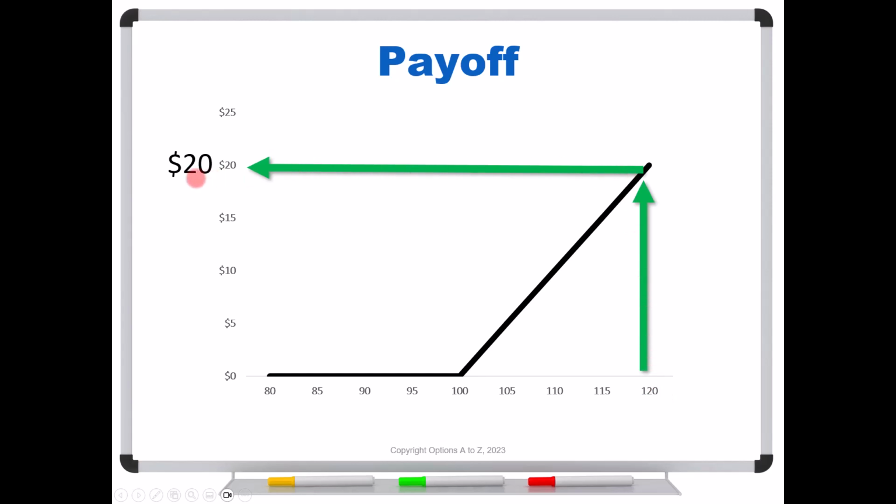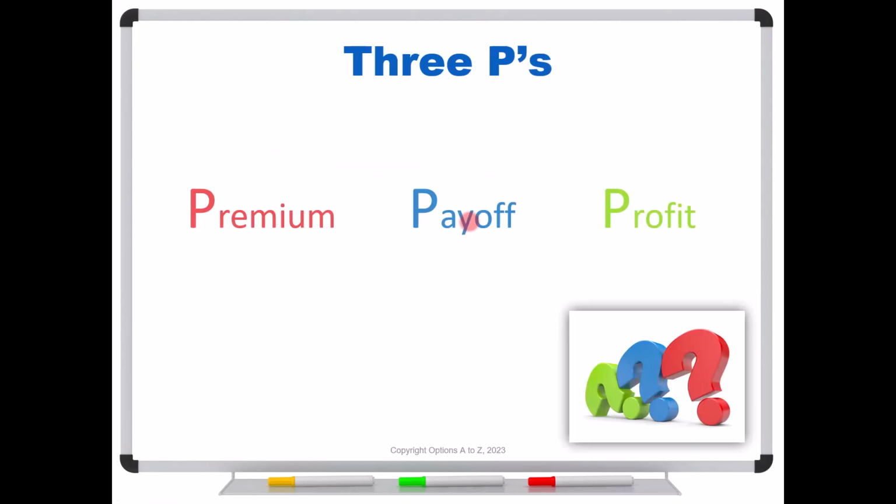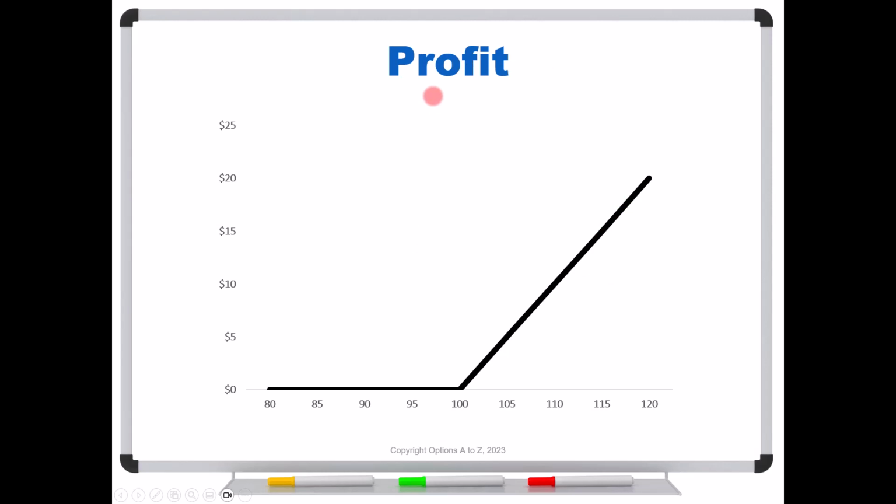Now again, don't confuse that to mean that you made $20. You still could have lost money here. It depends on what you paid. But the payoff diagram simply shows what the option will be worth at expiration, regardless of what you paid or what you received from selling it. Okay, what about the last one here, profit? Well, profit combines these two. Whenever we're talking about profit, we are simply saying what is the option's payoff minus the premium. That's actually going to show what lands in your pocket.